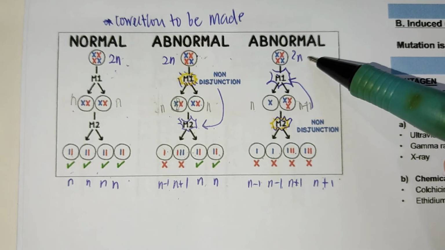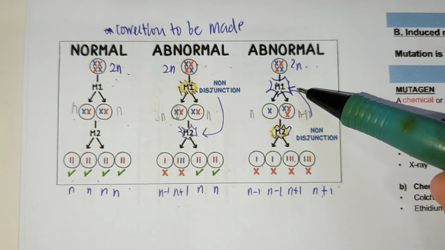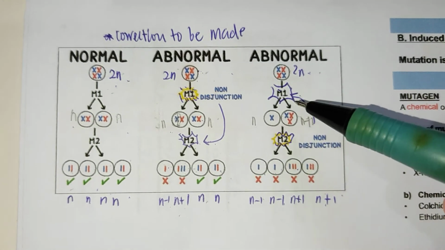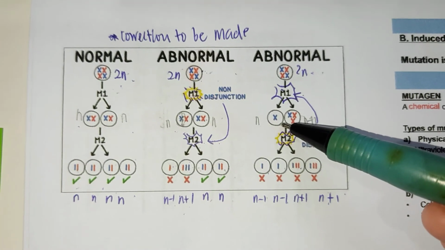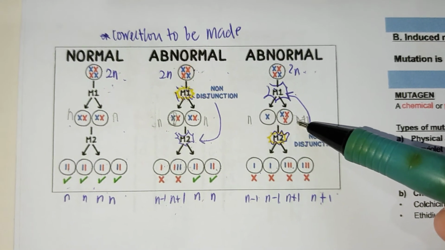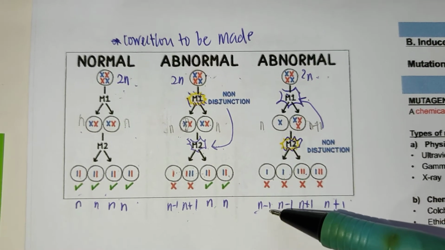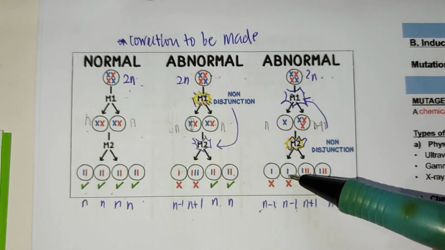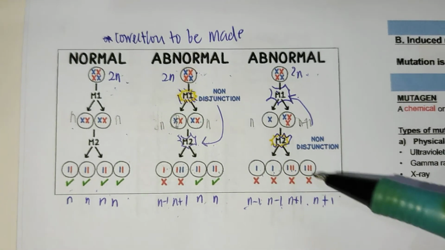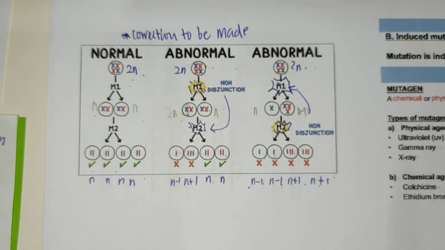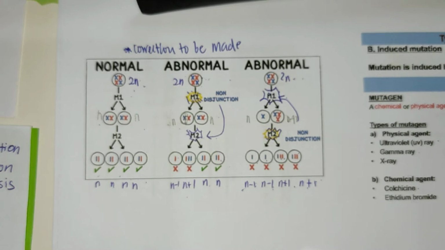In the abnormal, you start with a diploid, non-disjunction occurred during meiosis 1, you end up with haploid, missing one, haploid, extra one. You had a normal meiosis 2, and you end up with haploid, missing one, haploid, missing one, haploid, extra one, haploid, extra one. Okay. And then we talk about induced mutations.